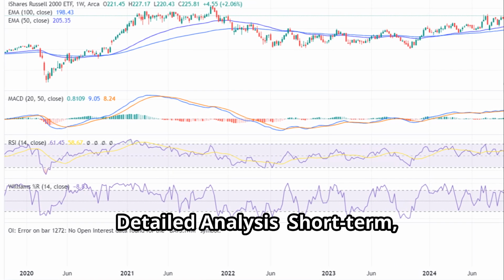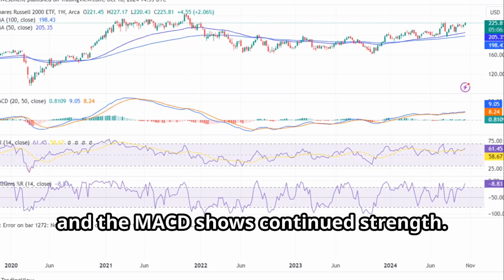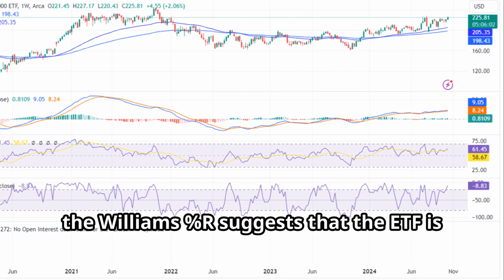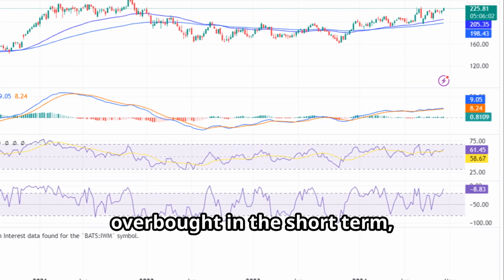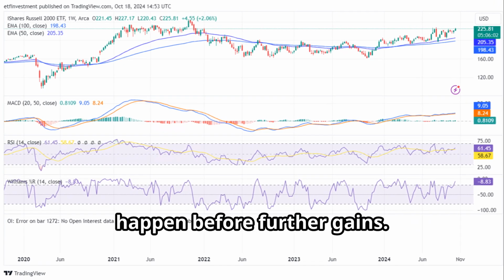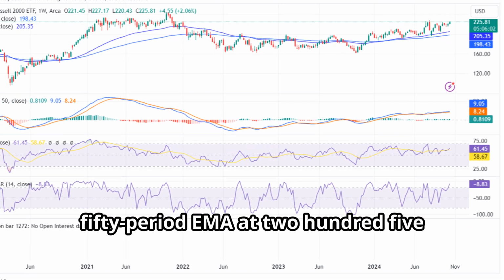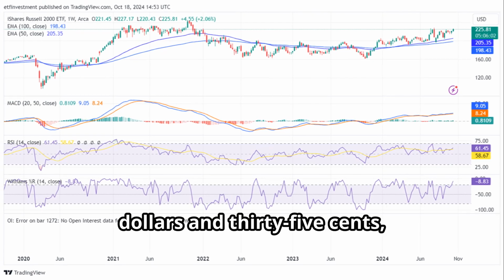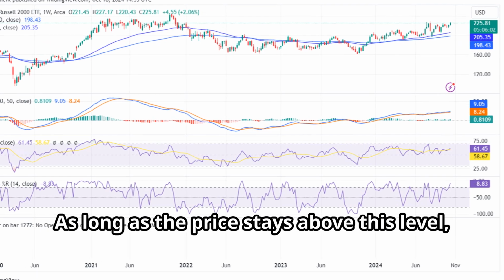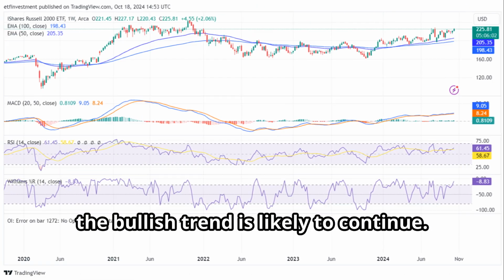Detailed analysis. Short term, the price has gained more than 2% this week, and the MACD shows continued strength. However, the Williams %R suggests that the ETF is overbought in the short term, and a pullback or consolidation may happen before further gains. Mid-term, the price remains well above the 50-period EMA at $205.35, which should act as a key support level if a pullback occurs. As long as the price stays above this level, the bullish trend is likely to continue.